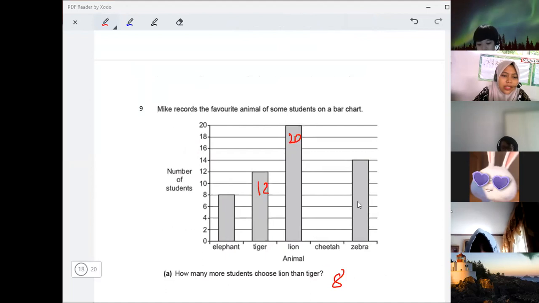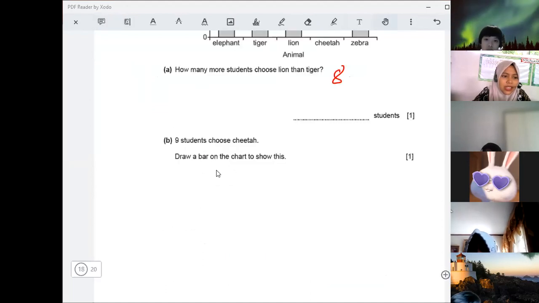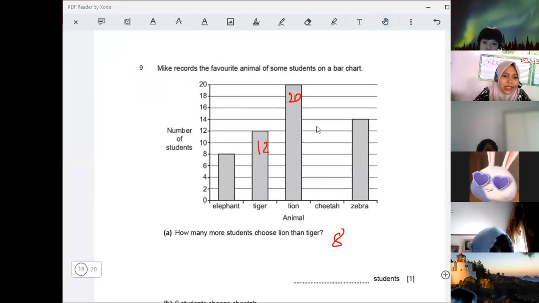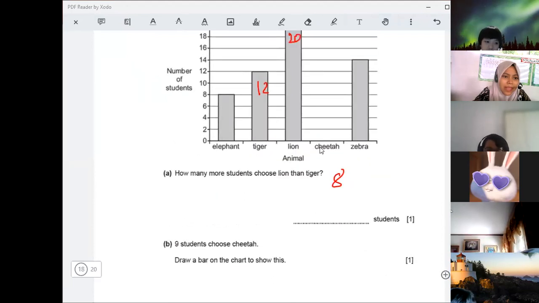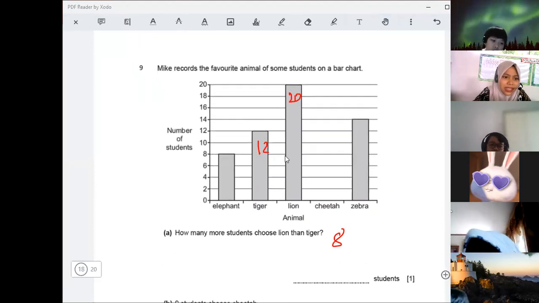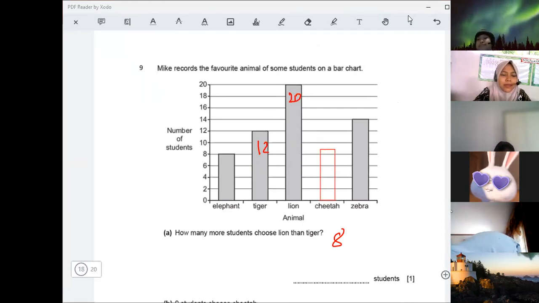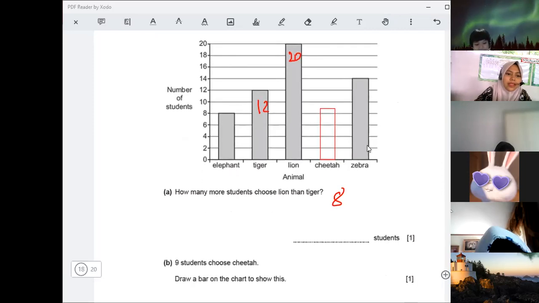Okay, good. Next. 9 students choose cheetah. Draw a bar on the chart to show this. This one ya. Cheetah. Berapa tadi? 9. So it's 10, it's 8, so it's in the middle of 10 and 8 ya. Next.